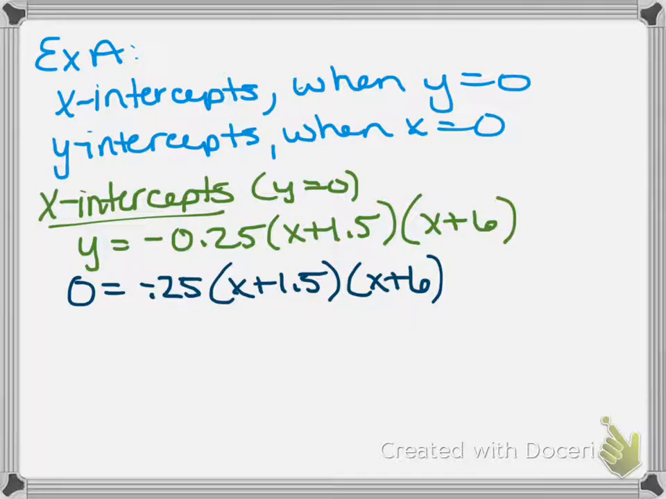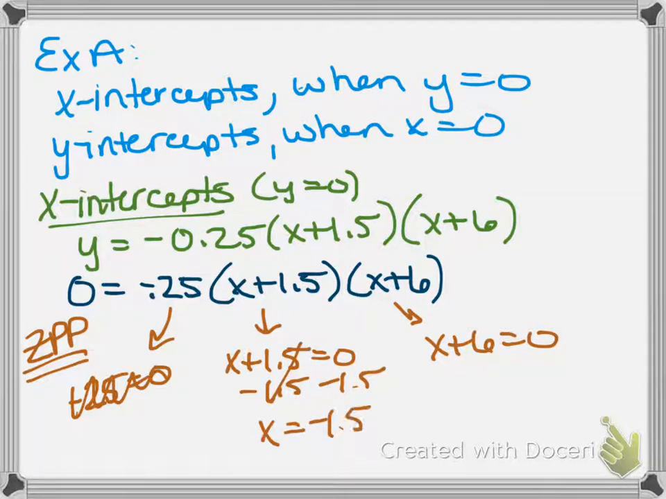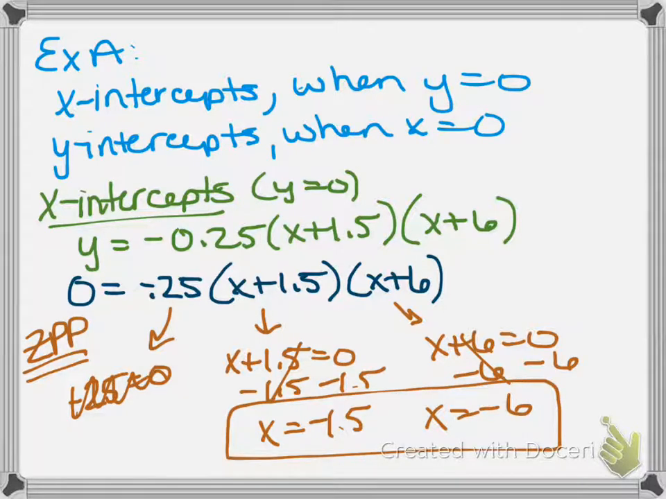And when we're in factored form and equal to 0, what do we use to solve, everybody? The ZPP. So first one, negative 0.25 equals 0, not possible, so we just cross that out. x plus 1.5 equal to 0, x plus 6 equal to 0. Solve these, minus 1.5, so x equals negative 1.5, and minus 6. So x equals negative 6. So your x-intercepts are negative 1.5 and negative 6.